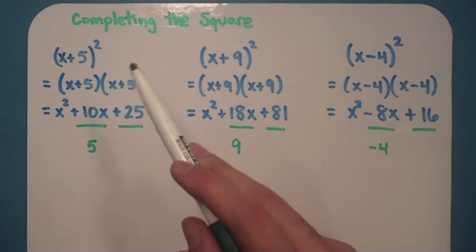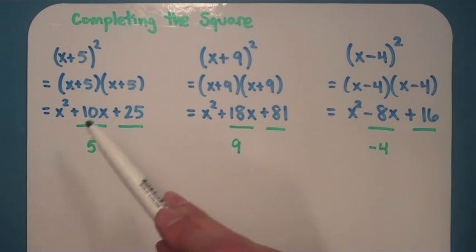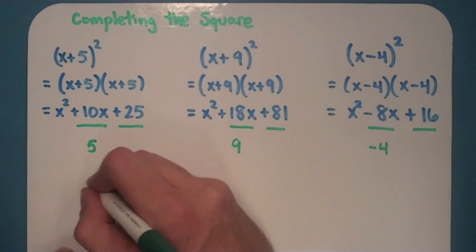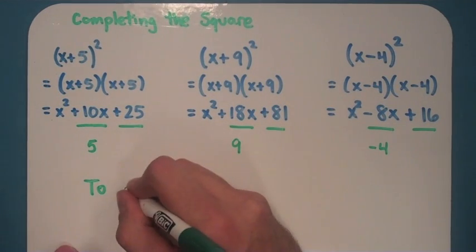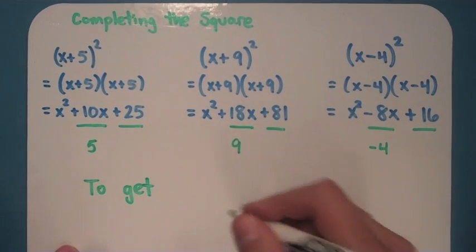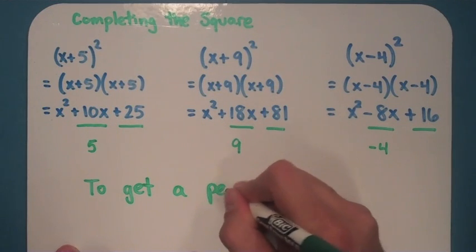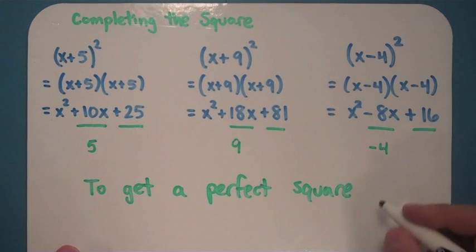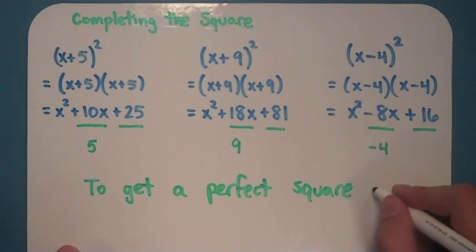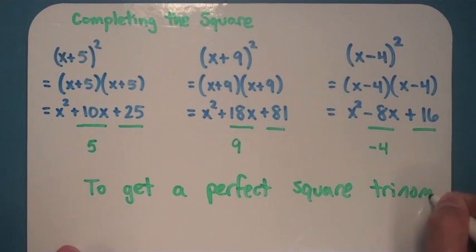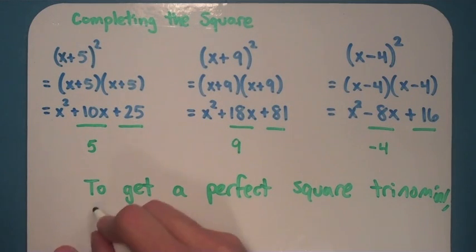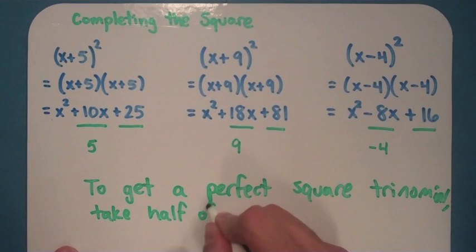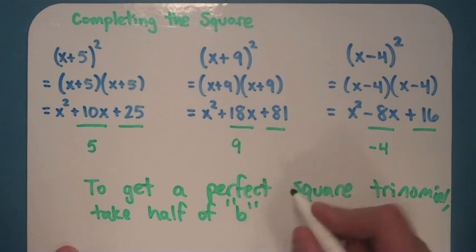So anytime you have a parenthesis squared, we have this nice pattern going on, this relationship between B and C, and that's worth writing down as a note. To get something called a perfect square trinomial, you need to take half of B and then square it to get C.